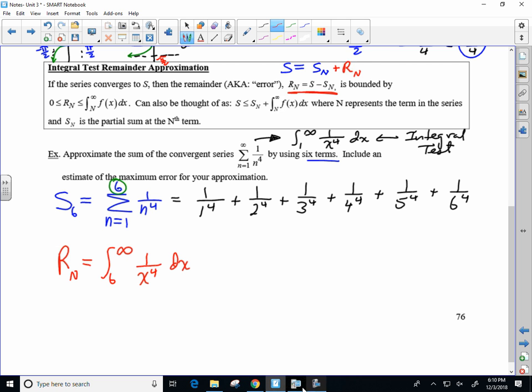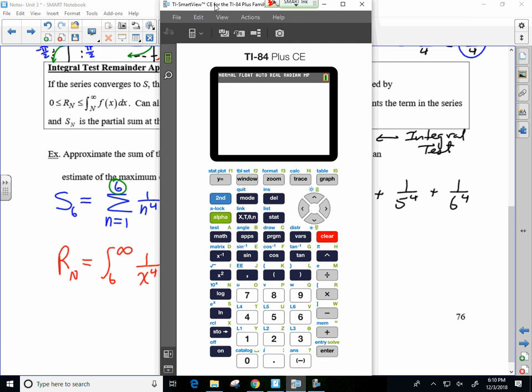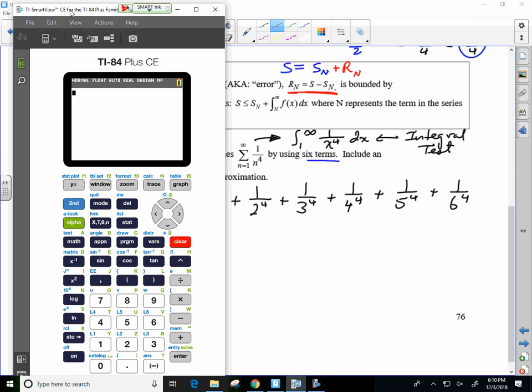All right, so how do we do it? Well, we certainly don't just add it by hand, right? That's not going to be fun. All right, so alpha window, option 2. Choose a variable, doesn't matter. I like I. From 1 to 6. And it would be, for me, 1 over I to the 4th.